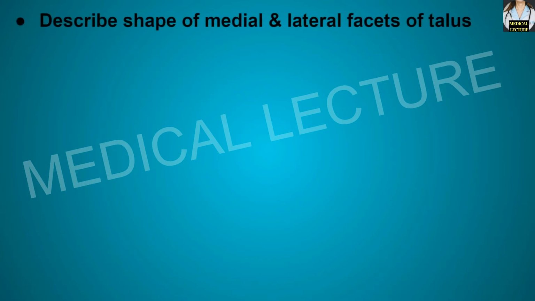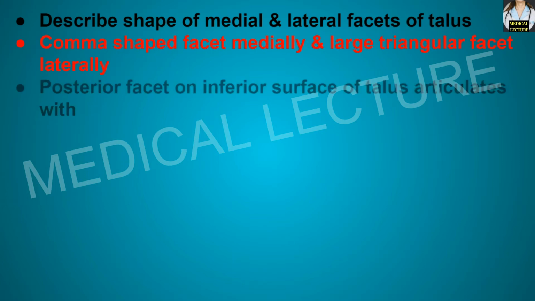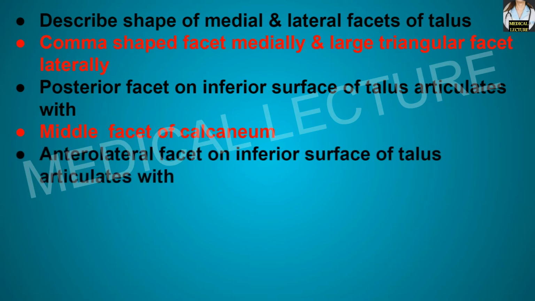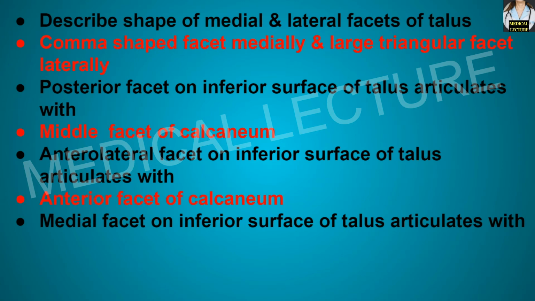Describe the shape of the medial and the lateral facets of the talus. So the comma shaped facet is present medially and the large triangular facet is lateral. Posterior facet on the inferior surface of the talus articulates with the middle facet of the calcaneum. Anterolateral facet on the inferior surface of the talus articulates with the anterior facet of the calcaneum. Medial facet on the inferior surface of the talus articulates with the spring ligament.